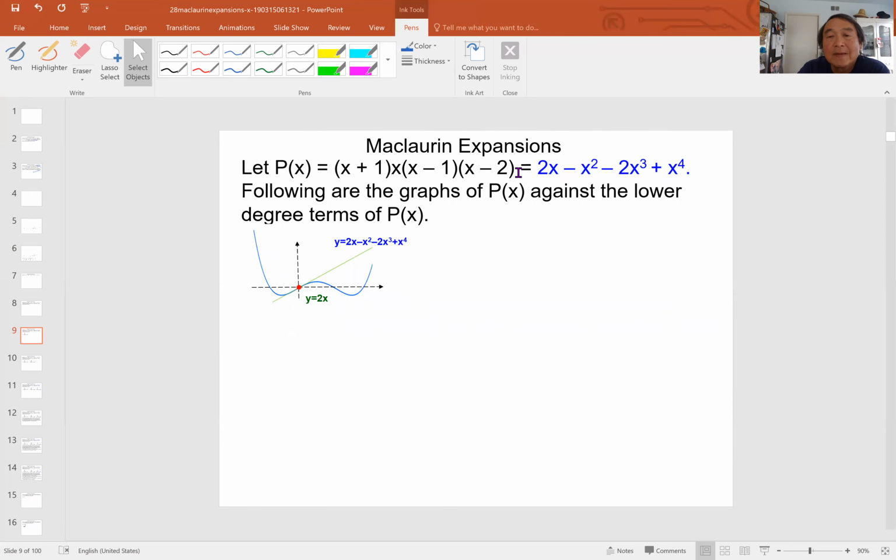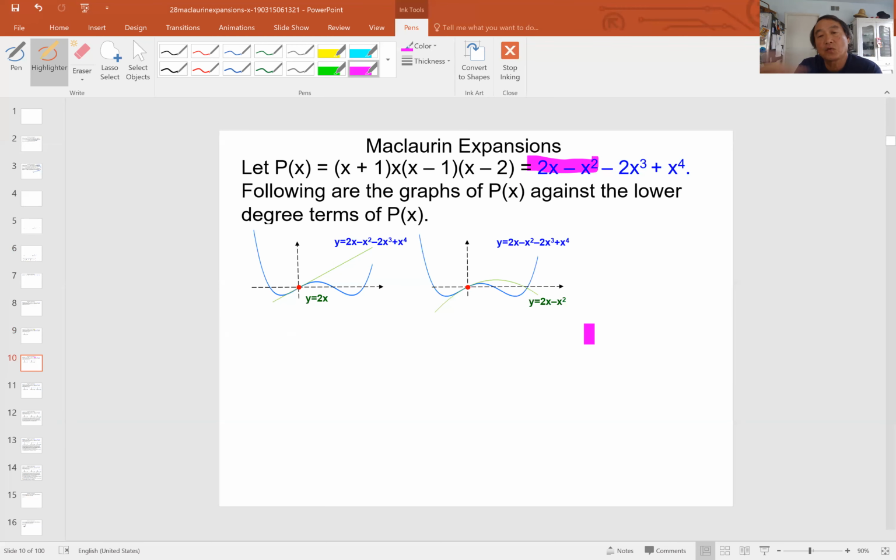Here's the polynomial against the first term, meaning linear functions. y equal to 2x is the best linear function. In that sense, the lower degree gives the best approximation: the linear term 2x approximates this formula the closest. If I take the first two degrees, now I'm getting a parabola, and this will be the best parabola that approximates at the point 0.